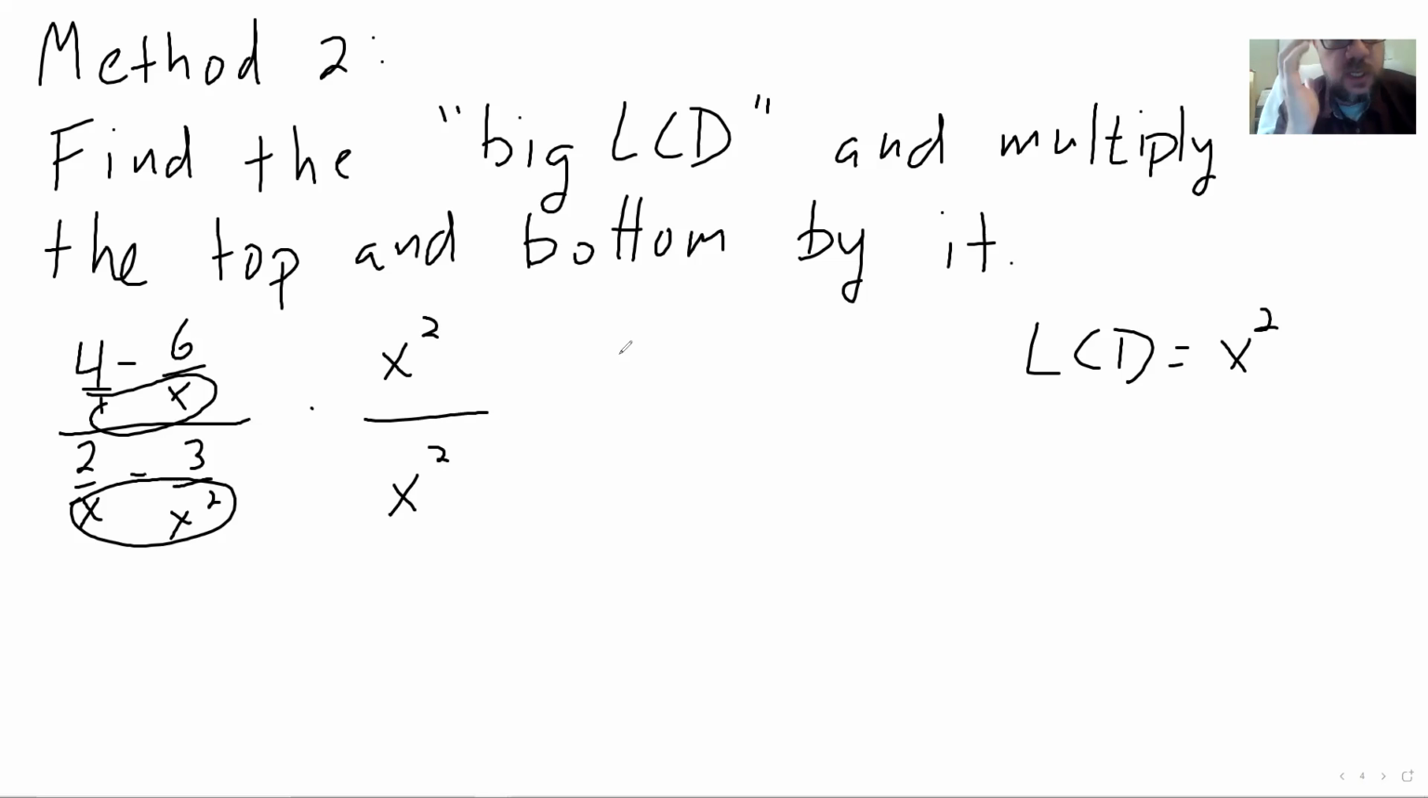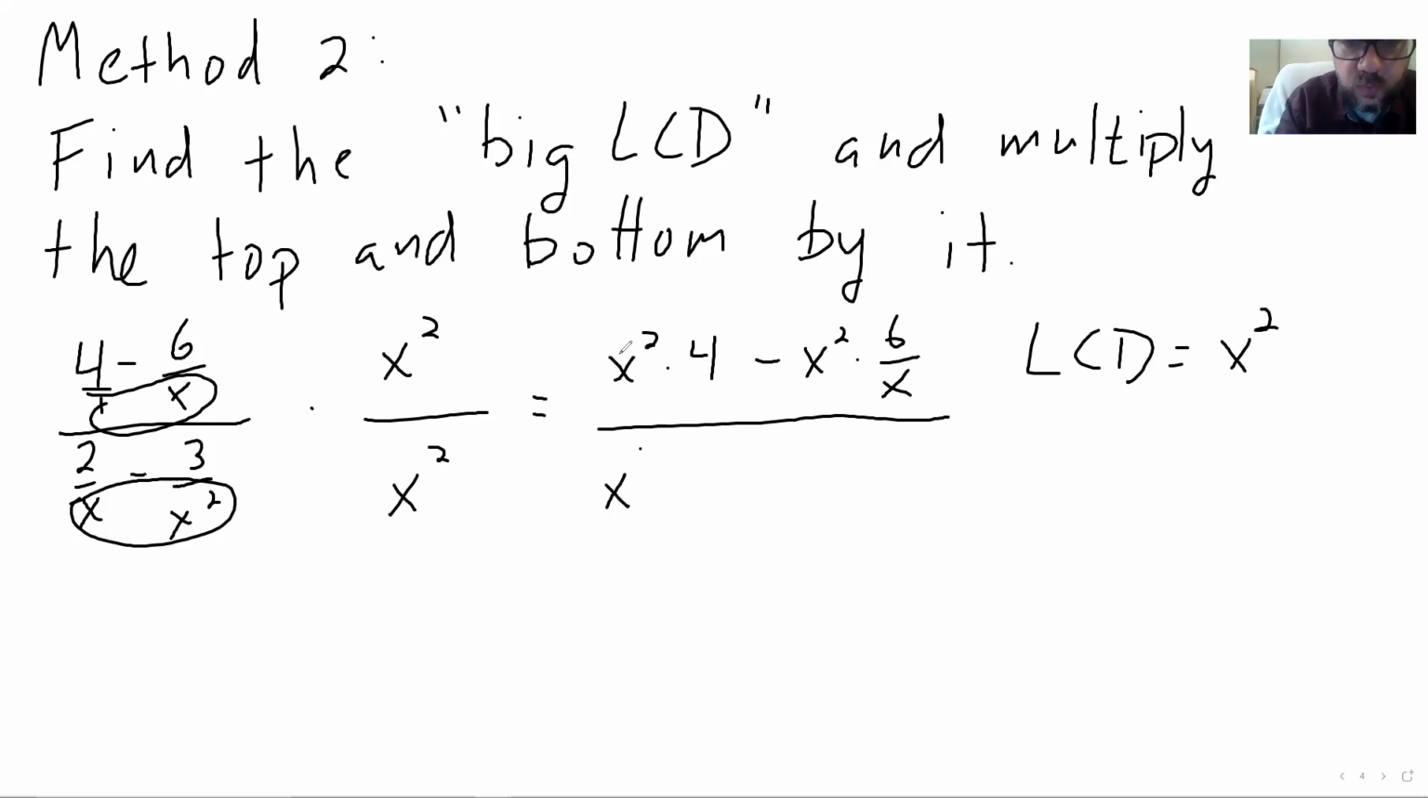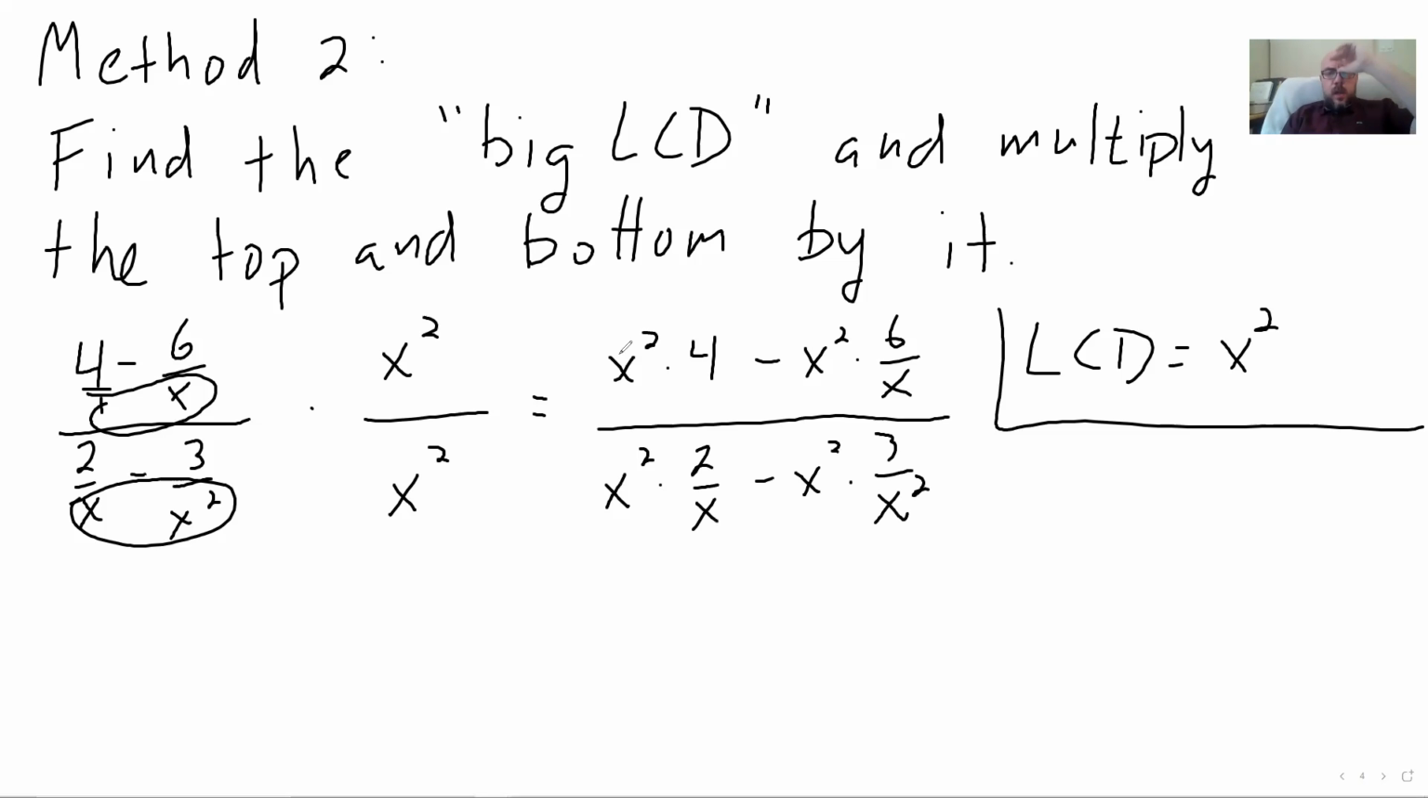And then what's going to happen is all the denominators are going to cancel, and we're basically going to get rid of 2 layers of fraction here. That's the idea anyway. So everything gets its own fresh copy of x squared. So we're going to have x squared times 4 minus x squared times 6 over x, over x squared times 2 over x minus x squared times 3 over x squared. Let me block that off. And you might be saying, well, this looks worse, but I promise it gets better, because if you found this LCD right, all the denominators are going to cancel.